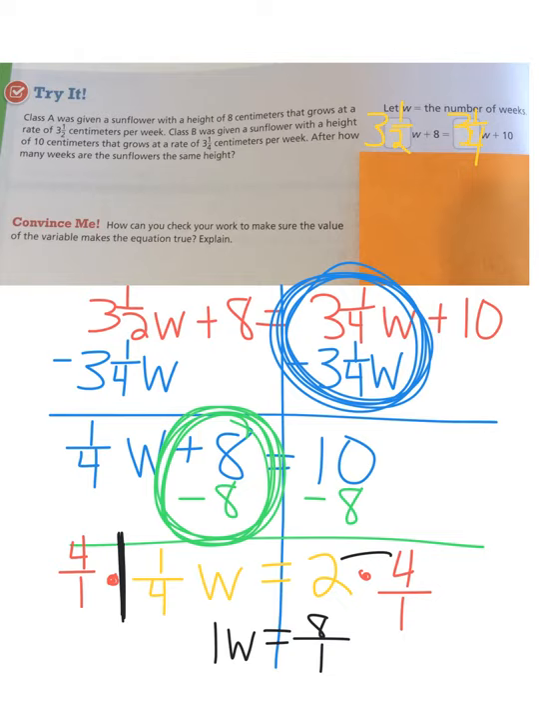So at 8 weeks, these sunflowers in classroom A and classroom B will be the exact same height. So it will take 8 weeks. Remember, one started out taller than the other, but one's growing faster than the other. So at 8 weeks, they will be the same height. Let's go ahead and look at the next example.